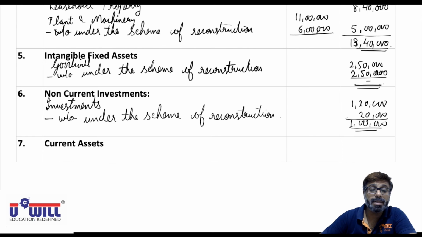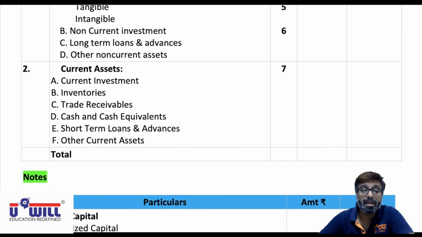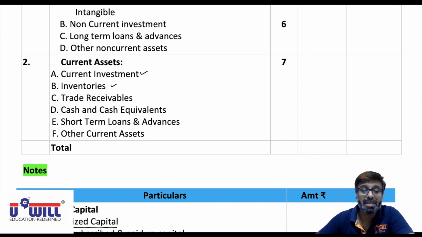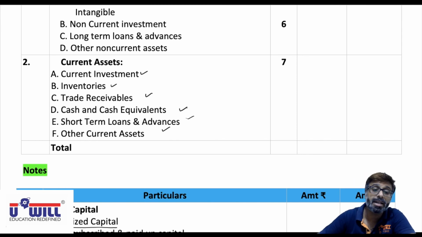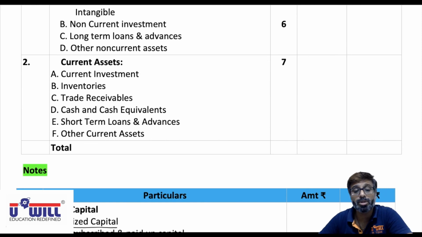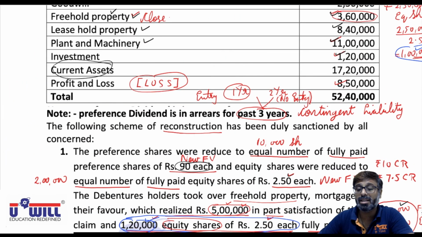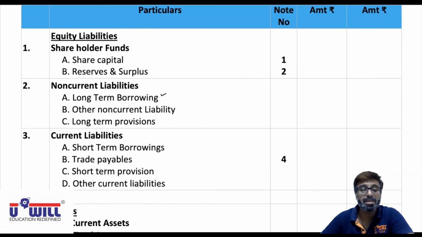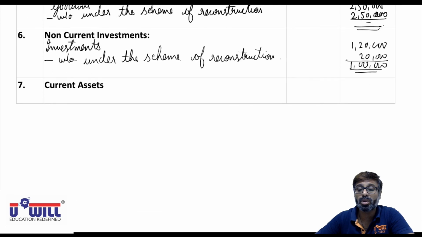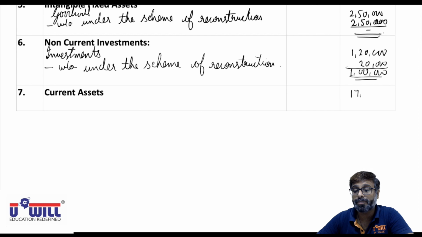Then current assets. Actually in the balance sheet we have current investments, inventories, trade receivables, cash and cash equivalents, short-term loans and advances and other current assets. But you can see we don't have any such information given in the question. In the balance sheet you are simply given current assets of 17,20,000 and they are not changing in any of the adjustments. So I am not making notes of all these items. Directly we make the note of current assets only as 17,20,000, because the current assets are not specified.